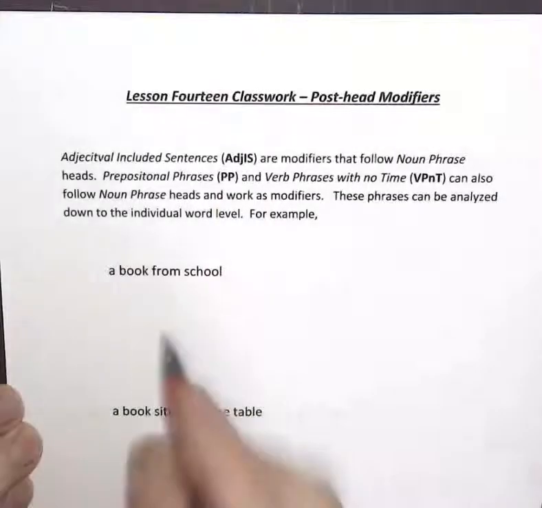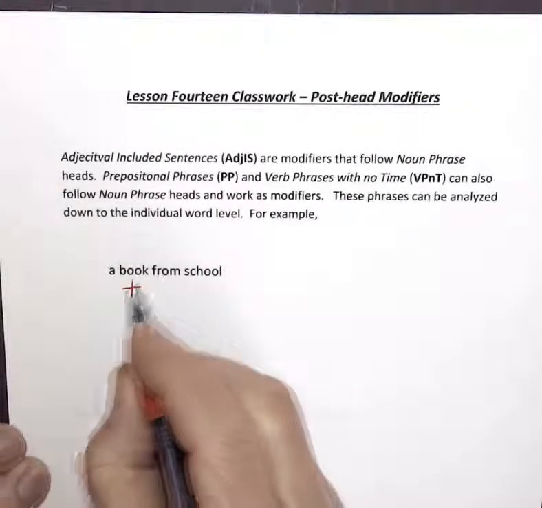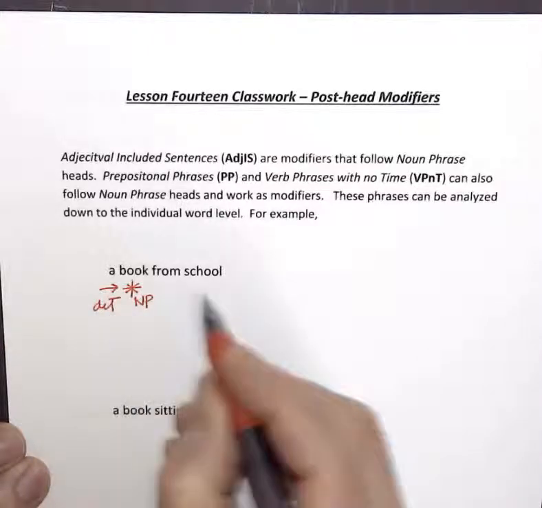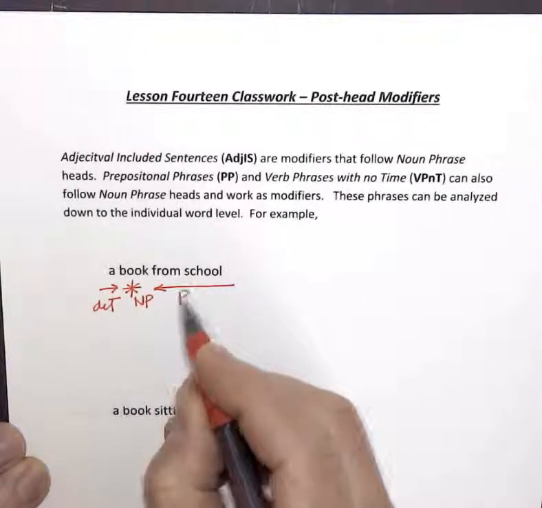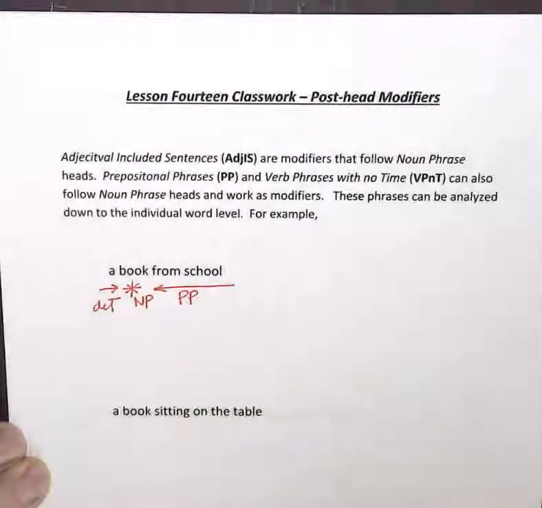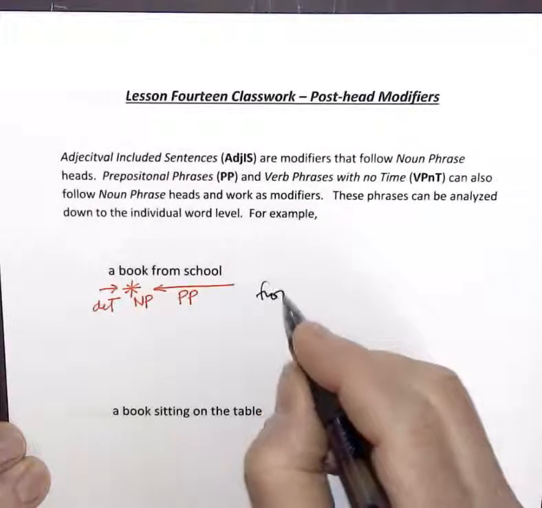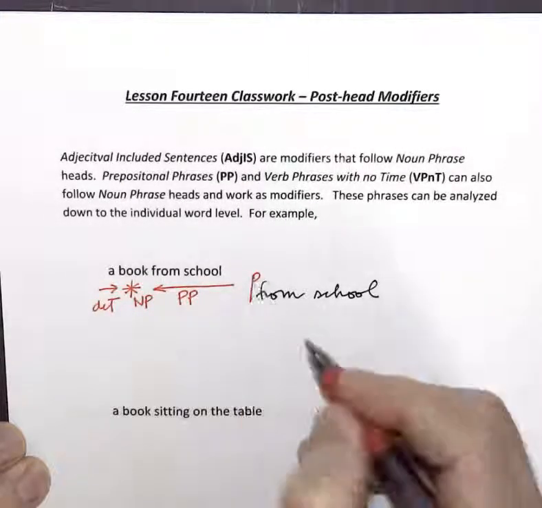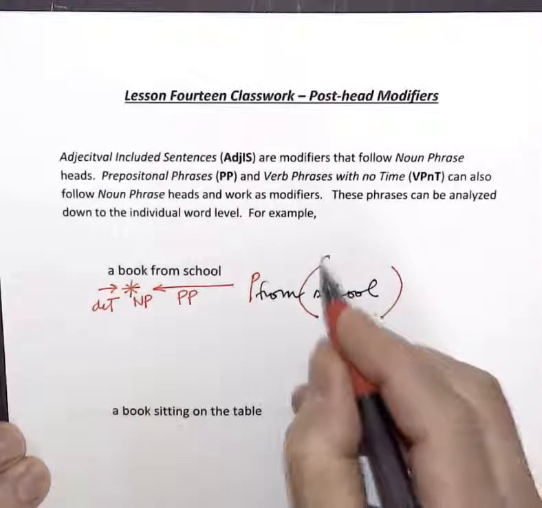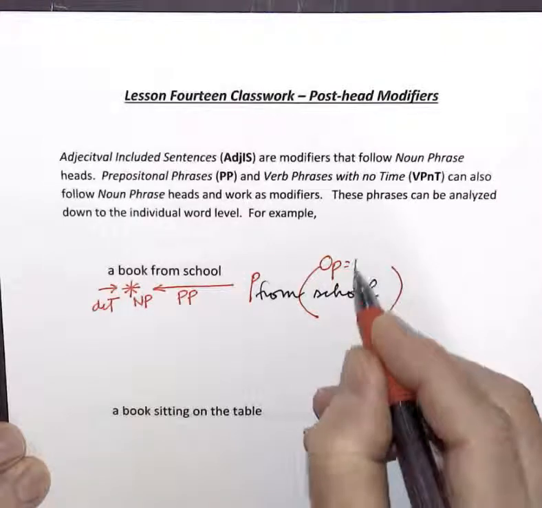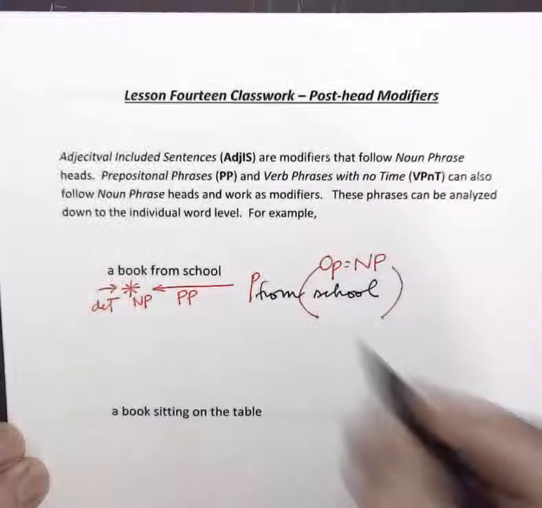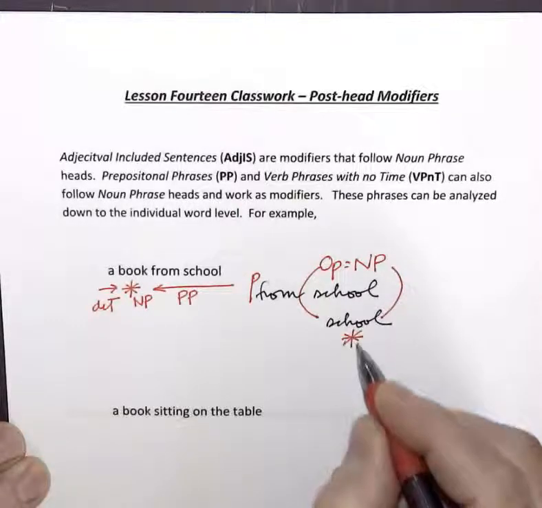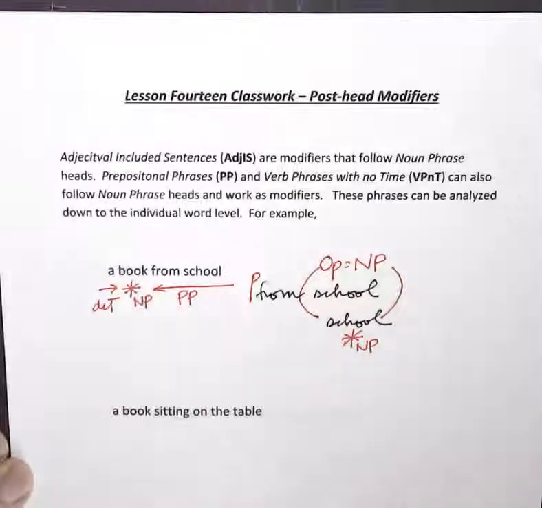So, for example, a book from school is a noun phrase. The head is book. That's our noun phrase. A is a determiner. And from school is a modifier. It's a prepositional phrase. Our steps for analyzing prepositional phrases are to rewrite them, from school, mark the preposition, put parentheses around the object of the preposition, name it, noun phrase, and then rewrite the noun phrase, show the head, label it, and then indicate any modifiers and label them.